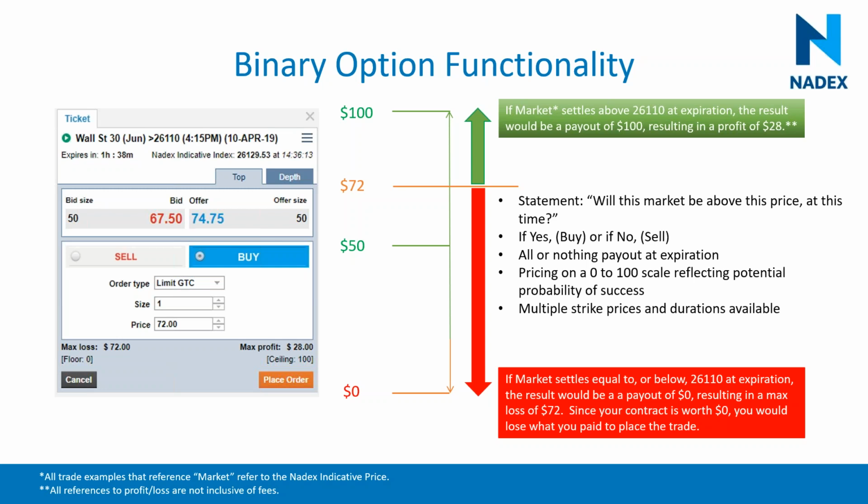big moves in the price of the binary option because the difference between one tick could be the difference between all or nothing. But if you've got time remaining, like in this case, we've got an hour and 38 minutes remaining. If we've got the market right at 26,110, we might see something priced right around a midpoint of 50. Maybe we have a bid offer of 48.52 or 47.52, right?